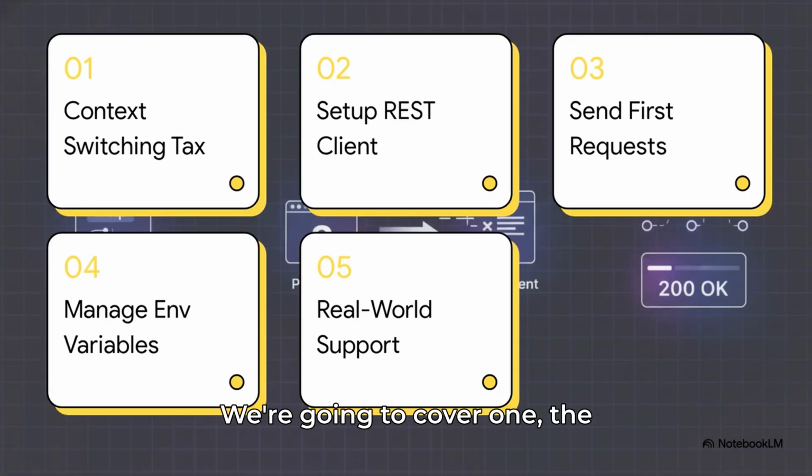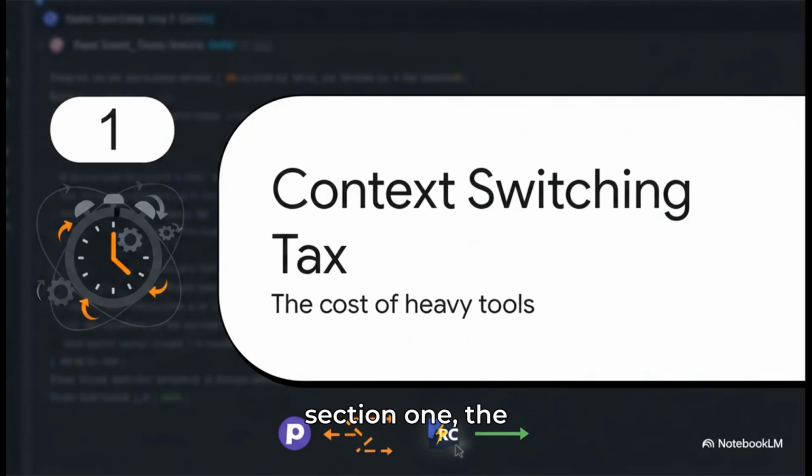So, here's our roadmap for this explainer. We're going to cover: 1. The context switching tax, 2. Setting up the REST client, 3. Sending your first requests, 4. Managing environment variables, and finally, 5. A real-world support scenario. All right, let's jump straight into Section 1, the context switching tax.